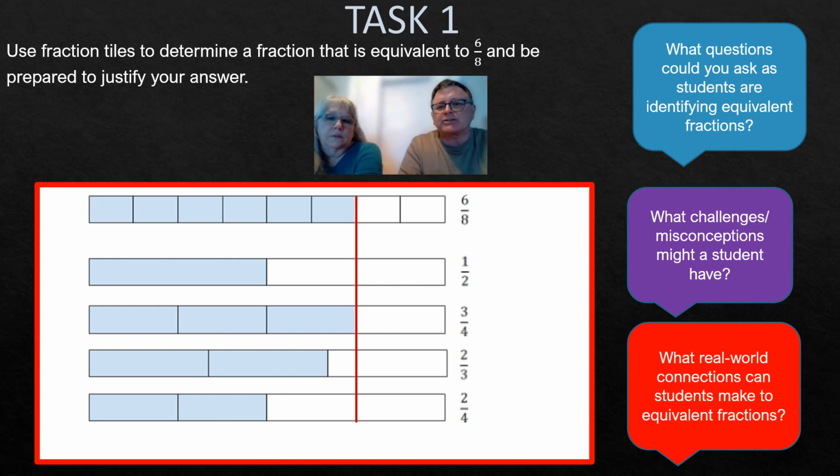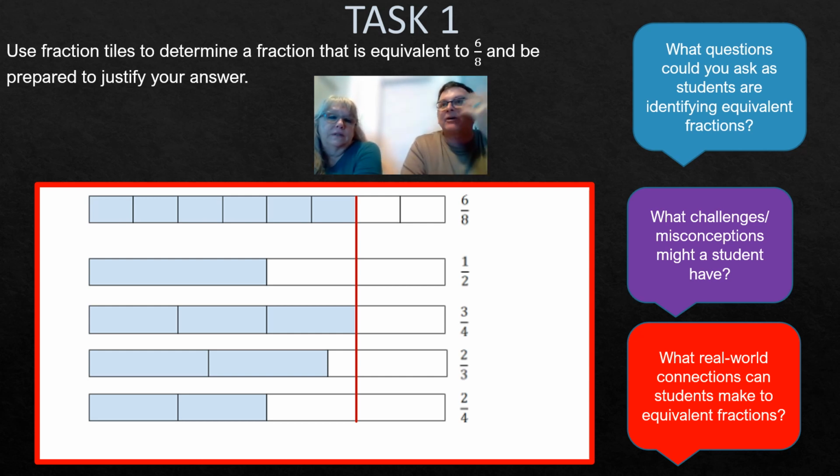What real world connections can students make to equivalent fractions? Oh, think about, I don't know, a pizza or a pie or a cake, and it might originally be cut into 4 pieces, but then 8 people show up. So what am I going to do now?